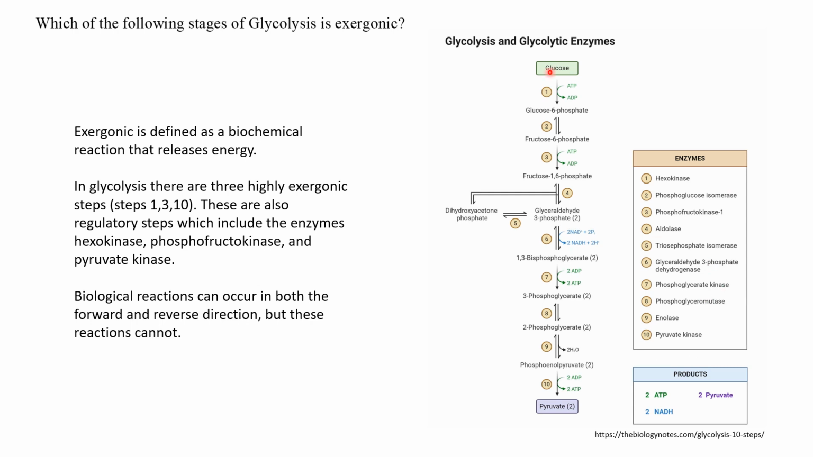So, the exergonic stages of glycolysis are step 1, where glucose is converted to glucose 6-phosphate. Step 3, where fructose 6-phosphate is converted into fructose 1,6-biphosphate with the help of enzyme phosphofructokinase 1. The first step involved the enzyme hexokinase. And the last step, that is where the phosphoenol pyruvate is converted into pyruvate with the help of pyruvate kinase enzyme.